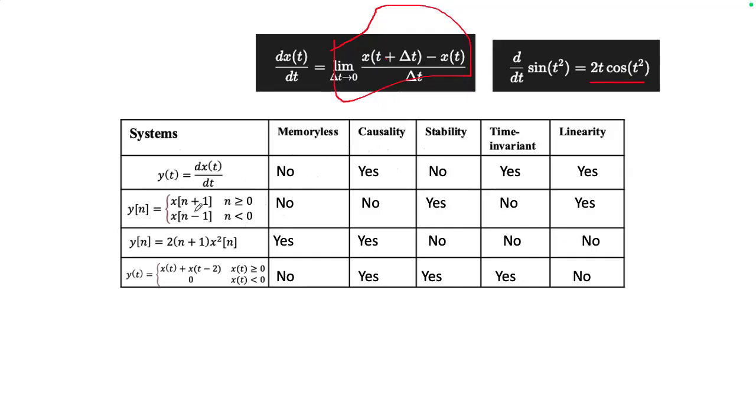Because it involves the future and the past, it is obvious it's not memoryless, am I right? And it involves the future, so it is not causal, am I right? It's stable because you can see the input is bounded, am I right? We know the input is bounded, and the output is just equal to the input, no matter what n you have, am I right? So it is stable. That makes sense to you? Yeah. And it is not time invariant. Do you know why? Not time invariant. Do you know why?